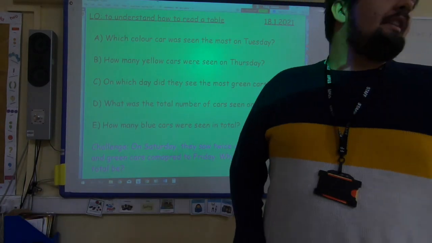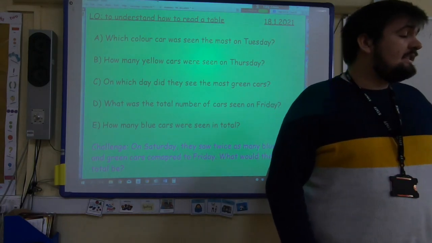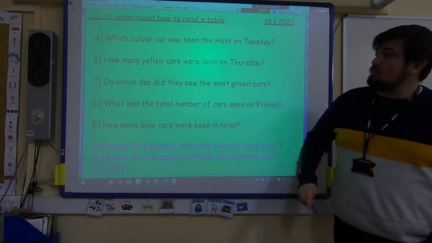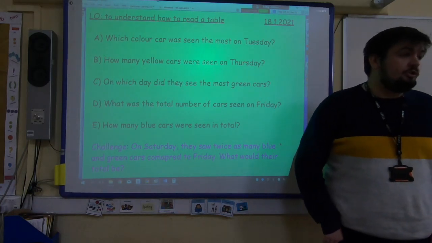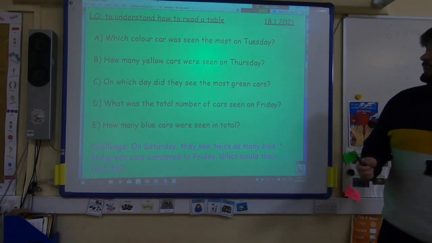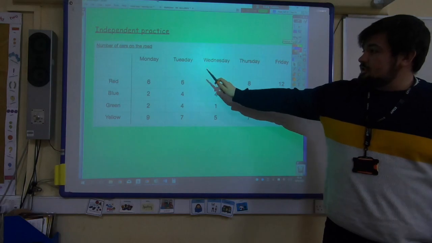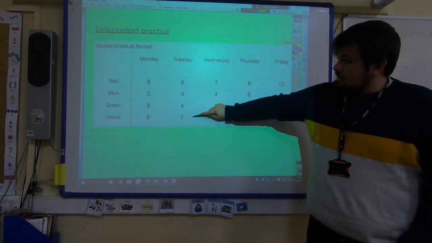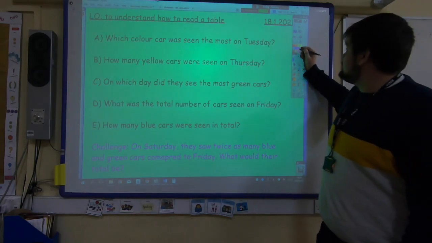Okay, let's go through the answers together. So the first one, question A. On which colour car was seen the most on Tuesday? Chloe? Yellow, let's double check. So I'm going to go to Tuesday. I'm going to have a look to see which one was the most, which is 7. And that matches up with yellow. Good.